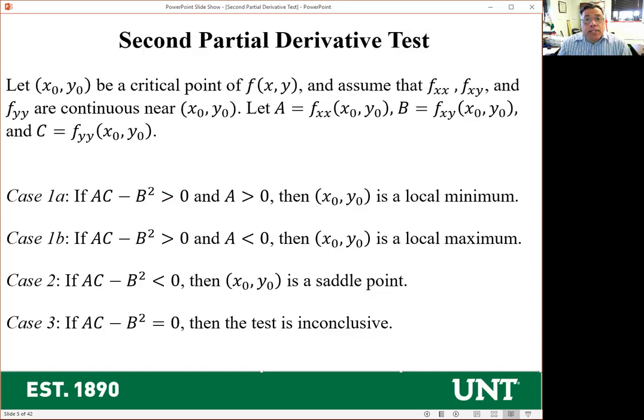On screen is the typical second partial derivative test as it appears in textbooks. Let x naught, y naught be a critical point of f, and let a be the second partial derivative of f with respect to x, let b be the mixed partial derivative, and c the second partial derivative with respect to y, all evaluated at the critical point. Then if ac minus b squared is greater than 0 and a is greater than 0, then x naught, y naught is a local minimum. If ac minus b squared is greater than 0, but a is less than 0, then we have a local maximum. If ac minus b squared is less than 0, then the critical point is a saddle point, and the test is inconclusive if ac minus b squared is equal to 0.